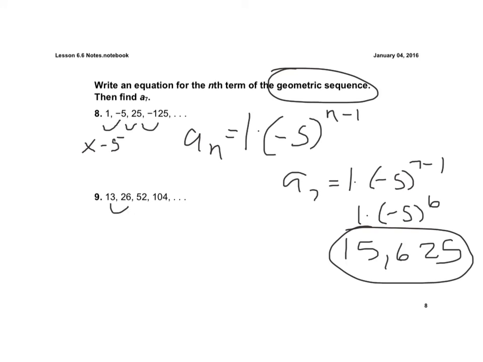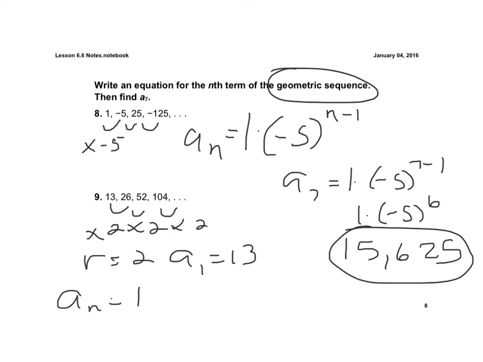This one, it appears that we're multiplying by 2 each time. So again, our common ratio, our r, is 2. Our a sub 1 is 13. So now our a sub n is going to equal 13, because that's the first term, times 2 to the power of n minus 1. And again, if we just look at this example, if n is equal to 1, notice that 1 minus 1 is 0, 2 to the 0 is 1, and 1 times 13 would be 13. So the first term is 13, which makes sense why the exponent has to be n minus 1.